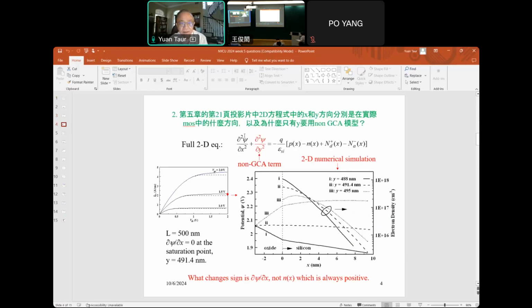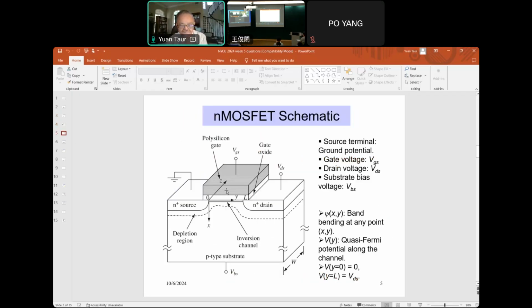Okay, next question. That's a basic one. This chart is for the non-GCA model. First, the x and y. X and y were defined on the first couple of charts in chapter 5. X is always in the depth direction, and y is in the source and drain direction. So the gate effect is in the x direction, but the current flows in the y direction.